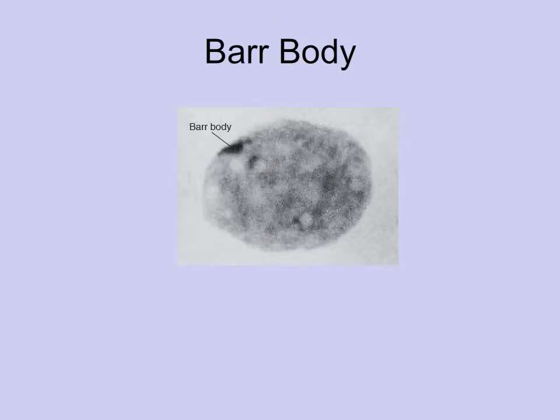Do you remember that in female mammals, one X chromosome is inactivated so that only one gene from each chromosome is active? The inactivated X chromosome is known as a Barr body and can be observed microscopically.